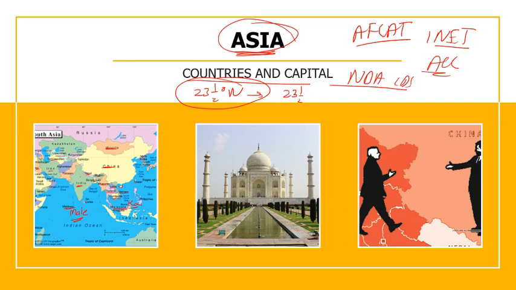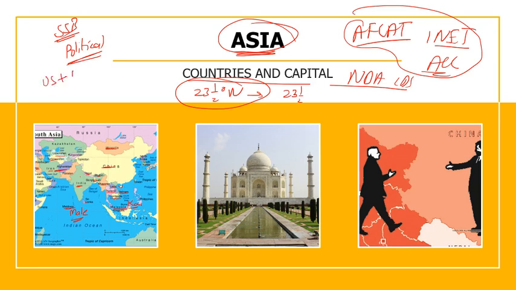Like this you have to know the capital of each and every country for this examination, especially AFCAT, INET, and ACC. If you are preparing for SSB, you need to know the political and economic scenario of that particular country. For example, Afghanistan. There is a peace deal between US and Taliban. So you should talk about this US and Taliban peace deal. What is meant by Taliban? Are they a political organization or are they a terrorist organization? This you have to talk about.